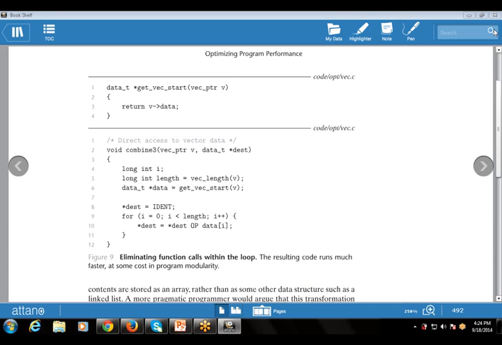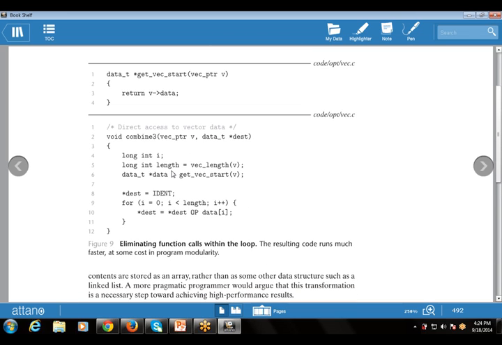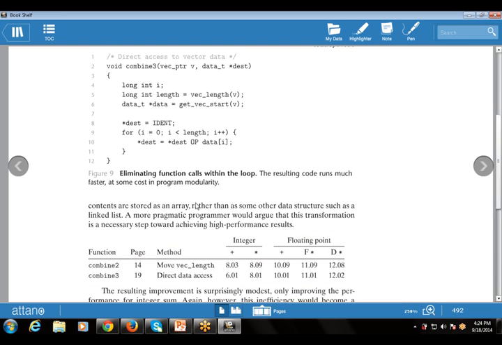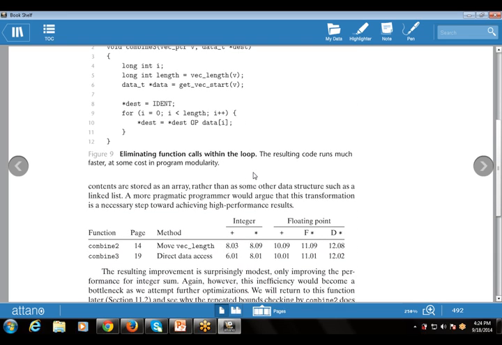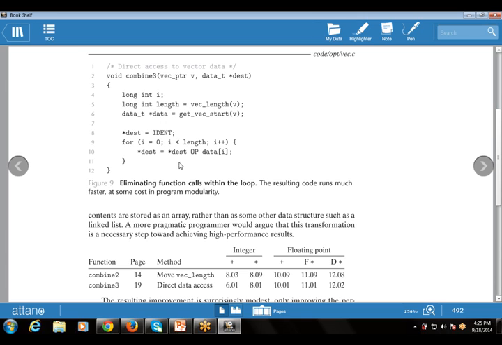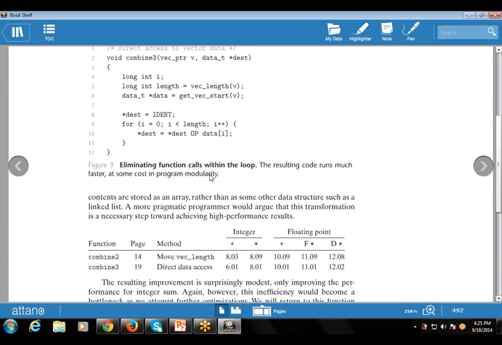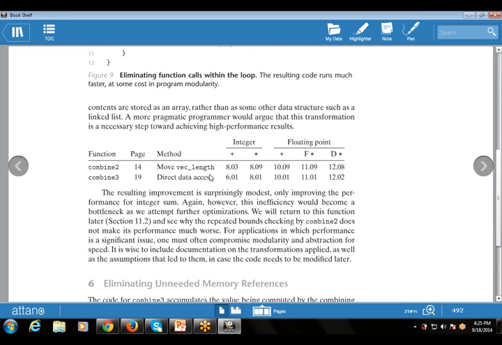This is the example. We discussed how we chose different conditions, that is combine3. We used one variable, that is the entire length. Then how to eliminate the function call within the loop, that means it is used outside the loop, eliminating it from within the loop.